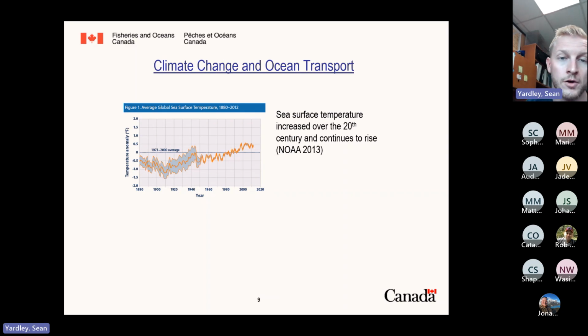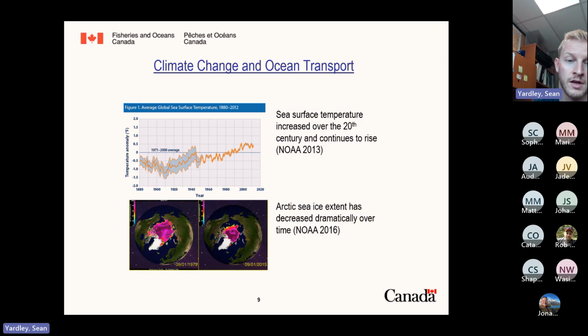So climate change and ocean transport. From this figure here and the body of literature, we can see that sea surface temperatures are increasing over the 20th century and they continue to rise. And as it pertains to the shipping industry specifically, we look to see Arctic sea ice extent decreasing dramatically over time. So you can see in this image here, we have some Arctic sea ice imagery from 1979. And then if you fast forward to 2015, that same area, you can see quite a bit less sea ice coverage. And the implication for this in the shipping industry is that more shipping lanes are going to open up as sea ice decreases or goes away.